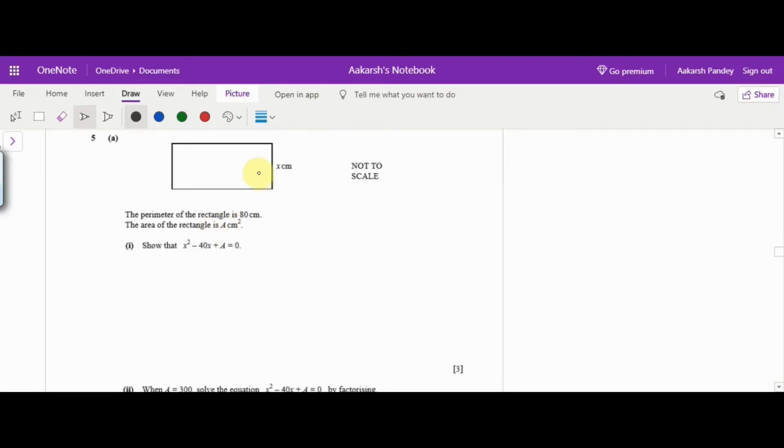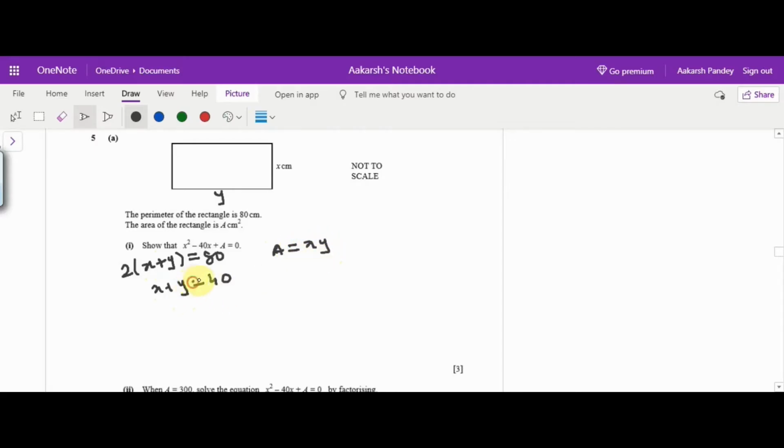The perimeter of the rectangle is 80 centimeters and the area of the rectangle is A. Now what we have been given, the breadth is given as x. Let me just assume that the length is y. So I have perimeter is 2 times x plus y is 80. So x plus y is 40. And area A is x times y.